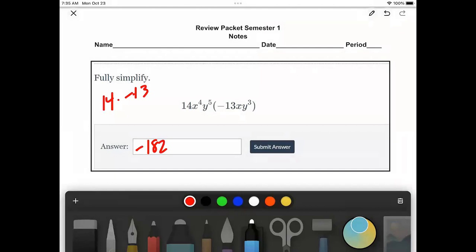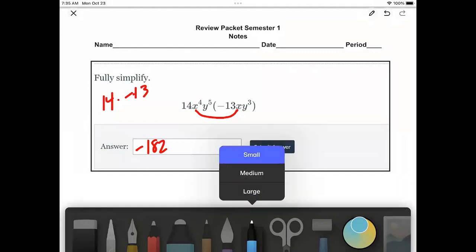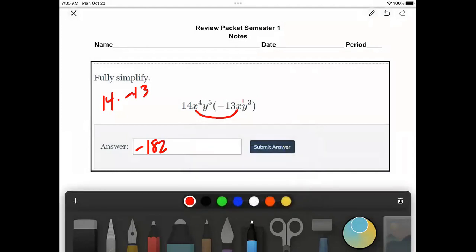And then you're going to take the x's and add the exponents. Just remember this x has a 1, even though it's not there, you should know that there's a 1. So it's going to be 4 plus 1, which is 5. So this is going to be x to the 5th power. Then we do the same thing with the y's: 5 plus 3, so this is going to be y to the 8th.